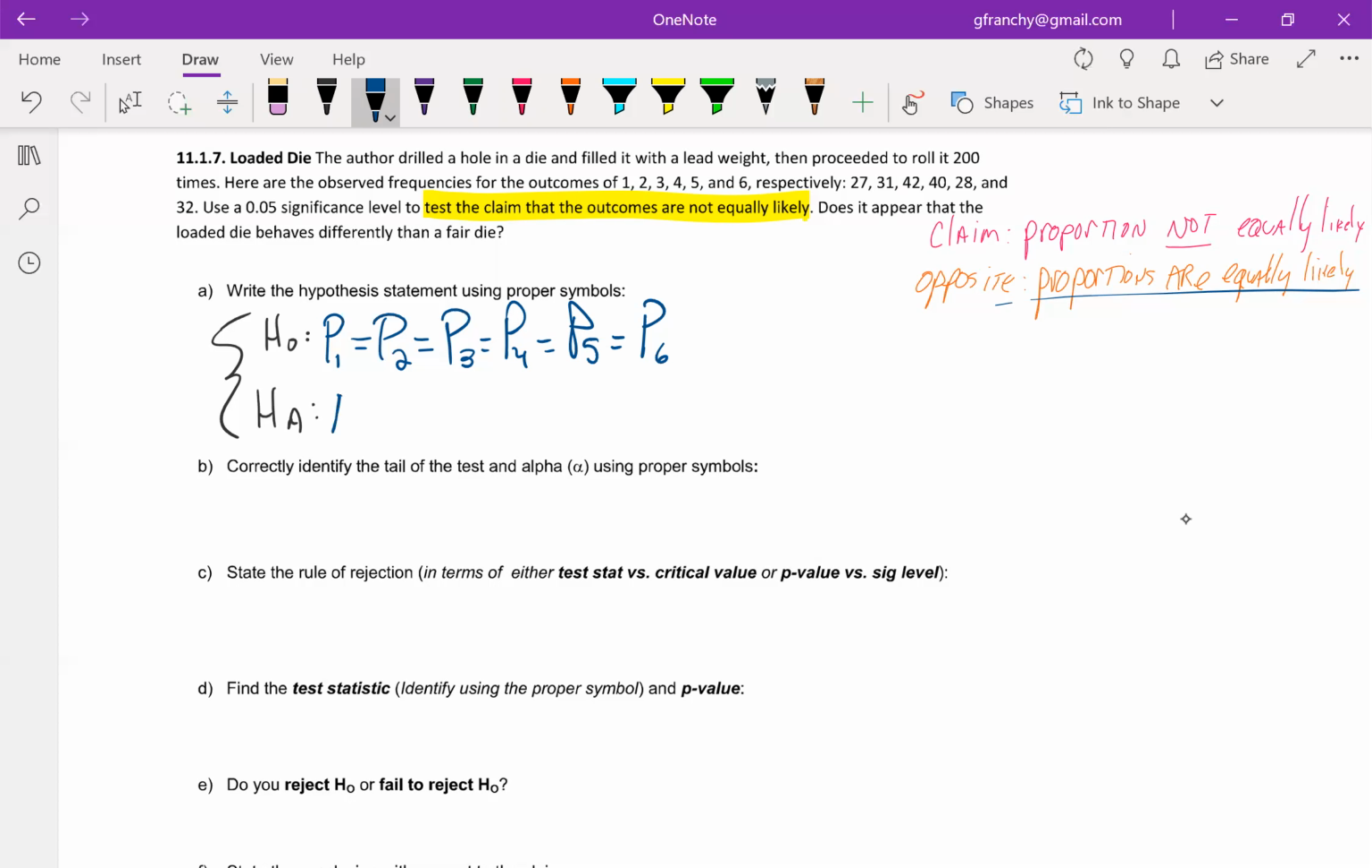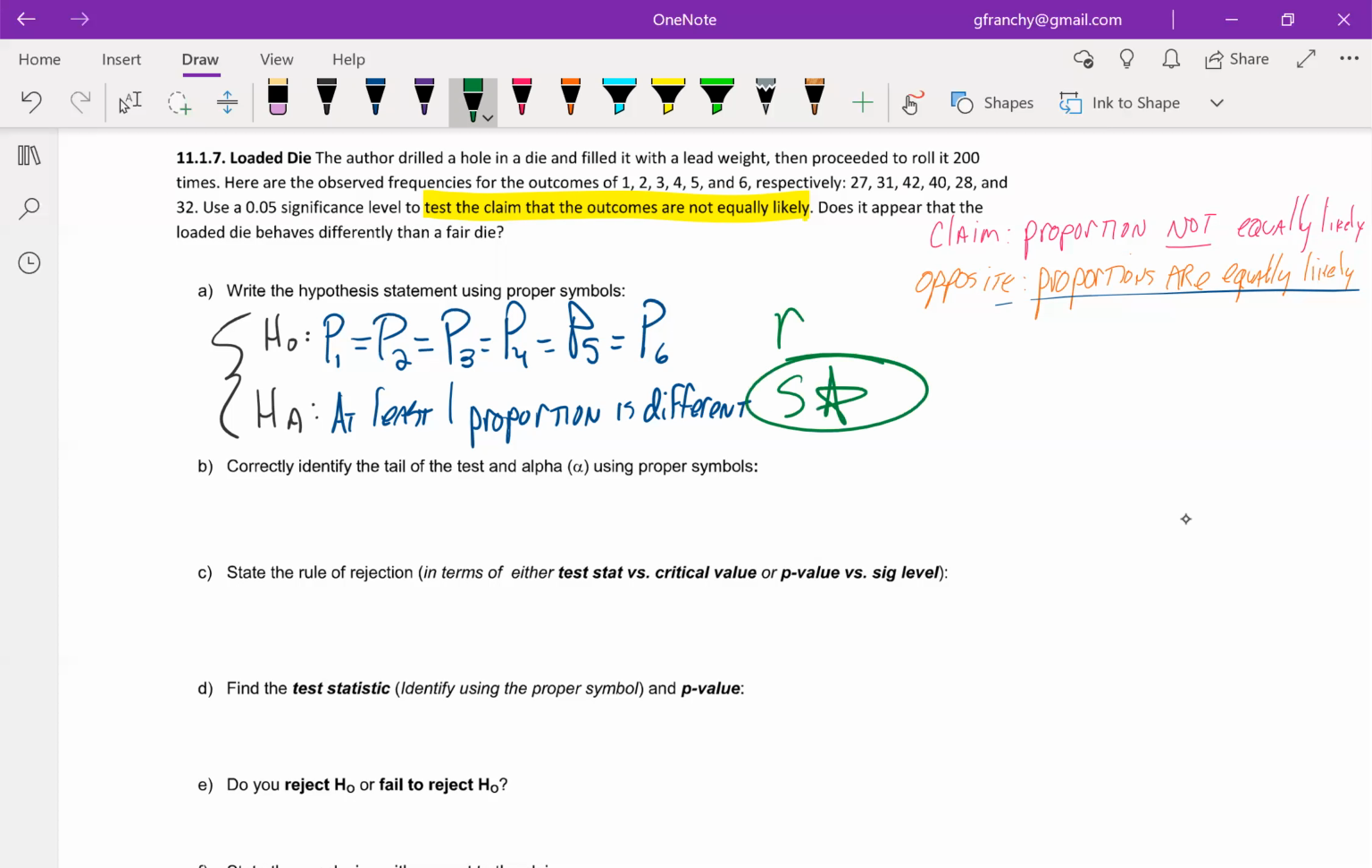And then the opposite of that would be at least one proportion is different. Alternately, we could write not all the proportions are equal. Just like before, put the R and the S. Which one of these matches up with the claim? Well, the claim is the proportions are not equally likely. That's saying at least one of them is different. It's the alternate that represents the claim here.